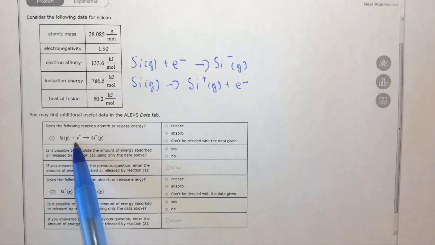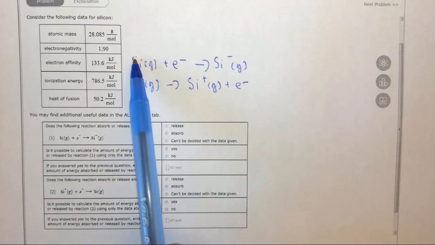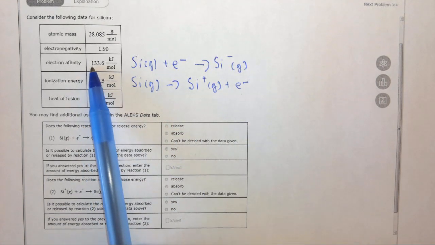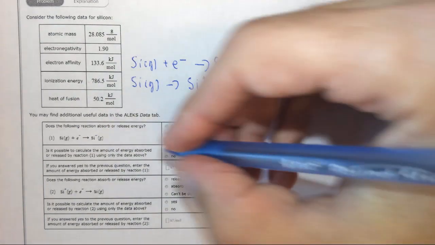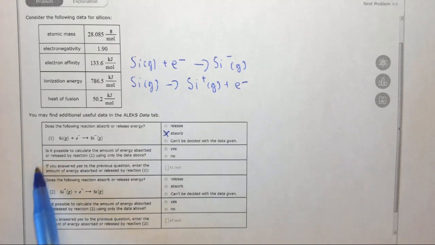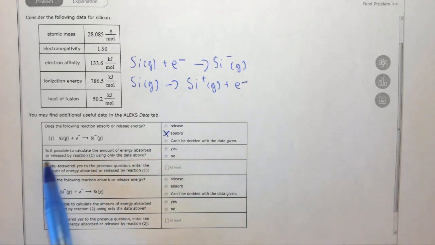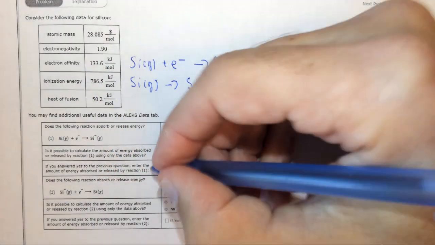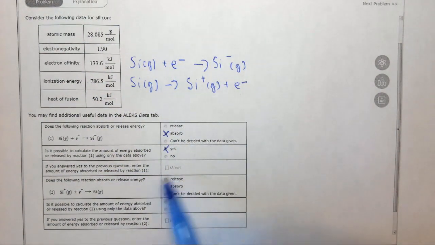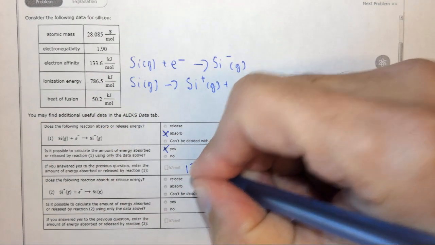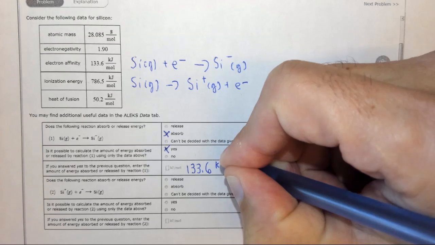We have Si gas plus an electron yields Si minus. This is the electron affinity. You'll notice that the value is positive. So positive means it's endothermic, which means that energy is absorbed. It says, is it possible to calculate the amount of energy absorbed or released given the data above? Yes, it's given to us. So yes, we can do it, and that exact amount of energy, which it asks for here, is 133.6 kilojoules per mole.